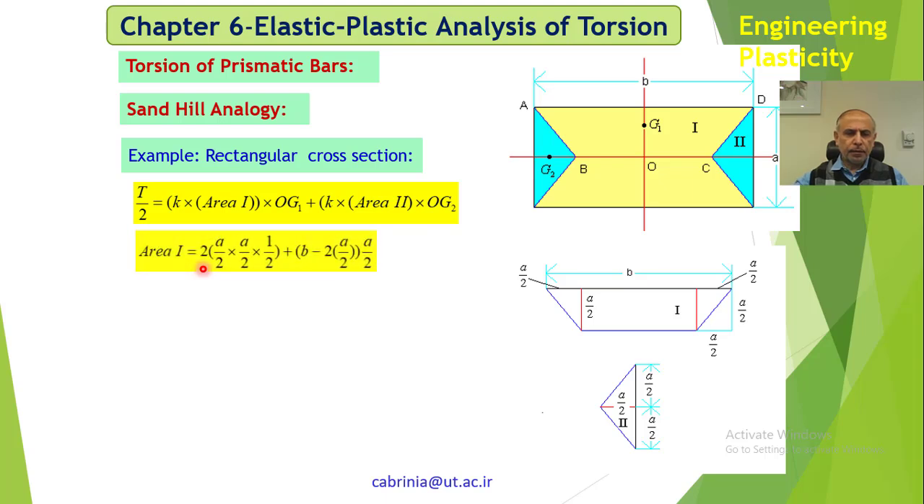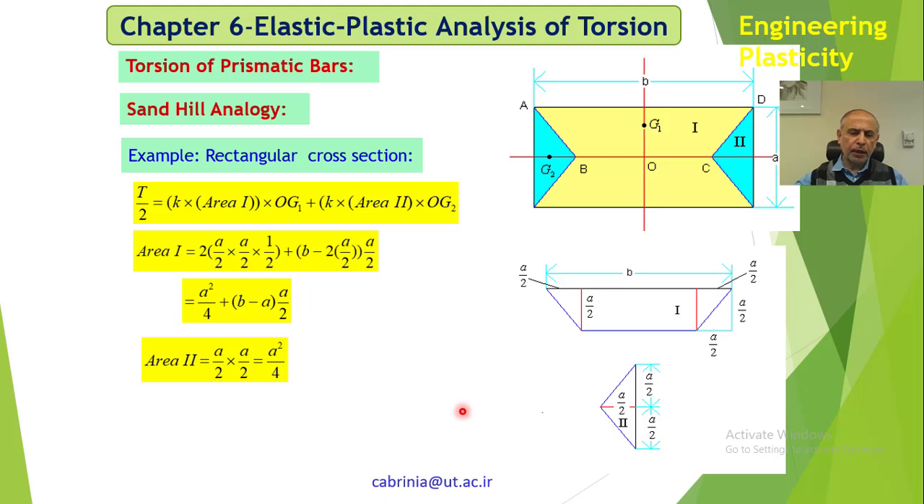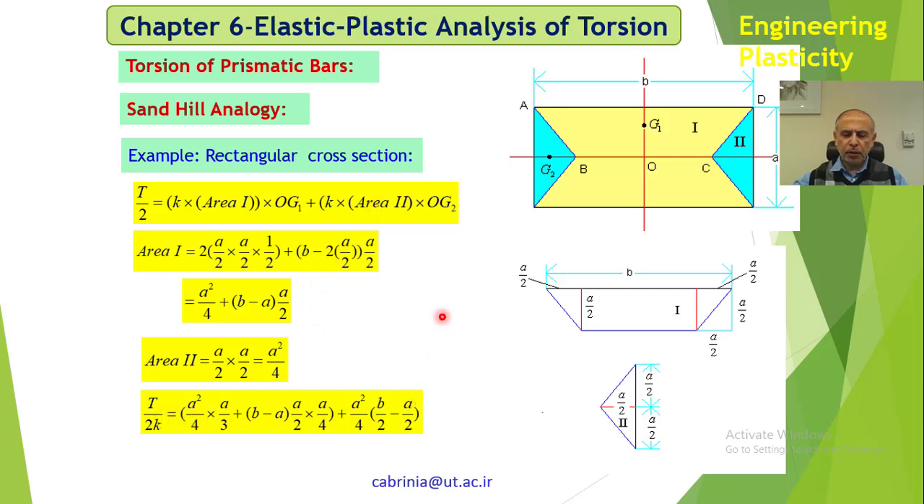And now area 1, we can calculate it from here. As you can see, I have calculated area 1 and also simplified it, and area 2 can be calculated from this simple triangle. Therefore, substituting the areas here and there, we get this relationship, and simplifying it, I get the same answer as before. Okay, so that's another way of doing it.